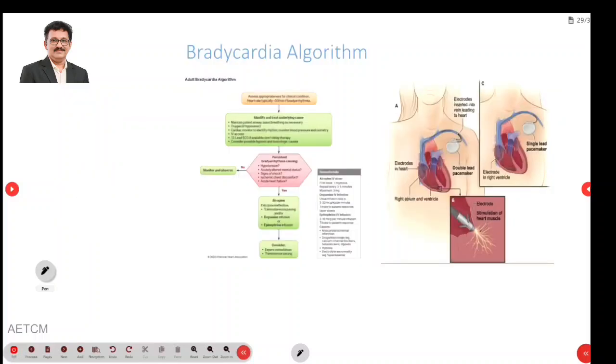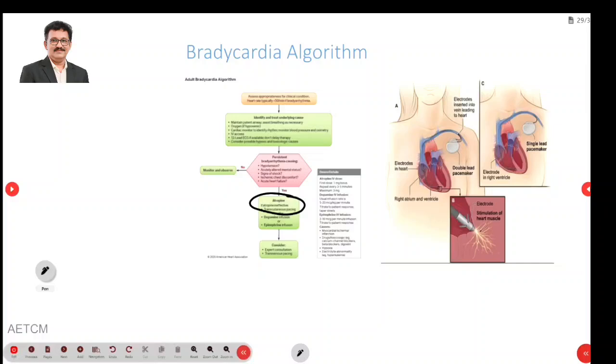Now for the bradycardia algorithm, you have to see the ACLS bradycardia algorithm. You can try atropine in most bradycardias, but since this is conduction system blockage, it may not work. If it is poisoning, toxicology, suppose it is OP poisoning, it will work. Suppose it is beta blocker induced or calcium channel blocker induced bradycardia, then atropine may work. But if the patient is having hyperkalemic bradycardia, atropine may not work. You have to go for the treatment for hyperkalemia.